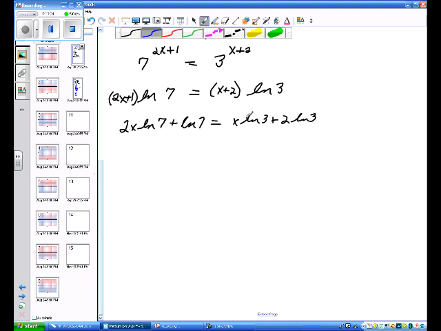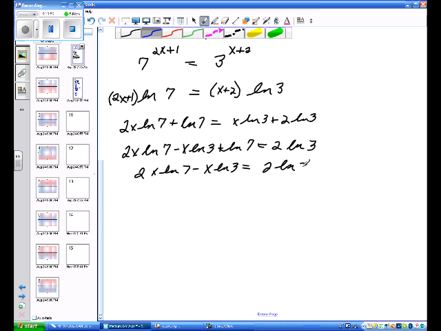Now I need to get everything that has an x on one side, everything that doesn't have an x on the other. So I'm going to subtract x log 3. And then I need to subtract log 7 from both sides. So I have 2x log 7 minus x log 3 is equal to 2 log 3 minus the log of 7.